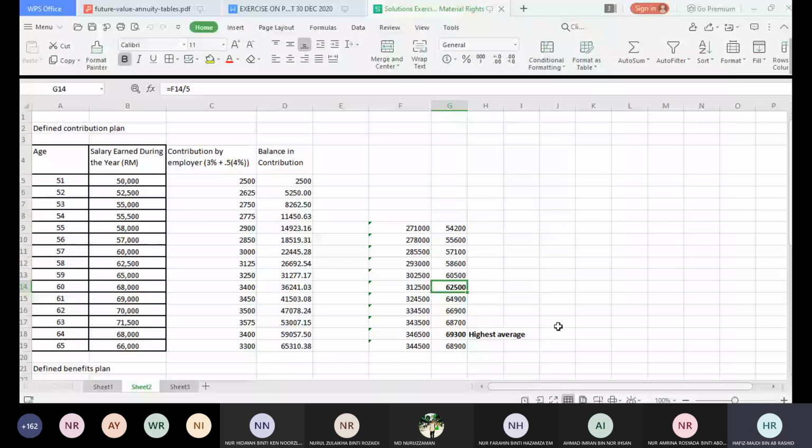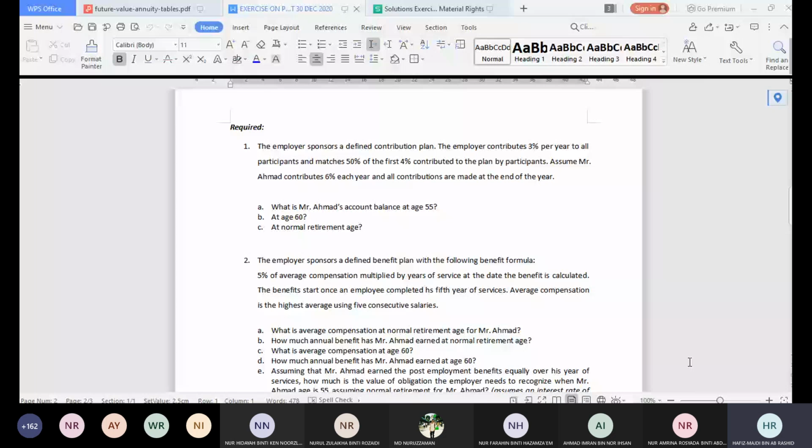So if you look into the question here, it asks at a few points, what is the average compensation at normal retirement? So that's the one where I put highest average, but it also says what will be the average compensation at the age of 60. So that's why I also put the other one, which is 62500.